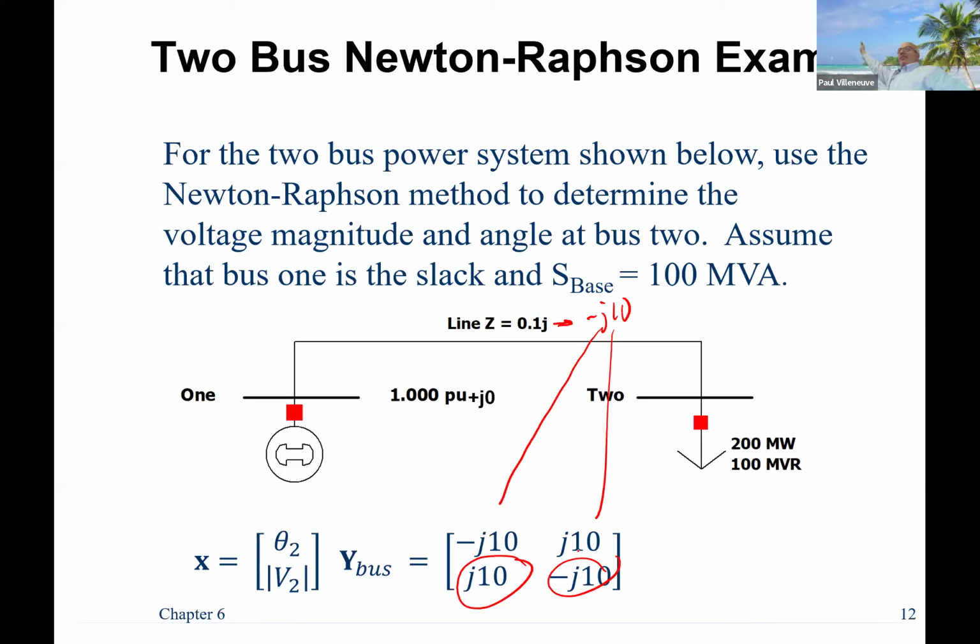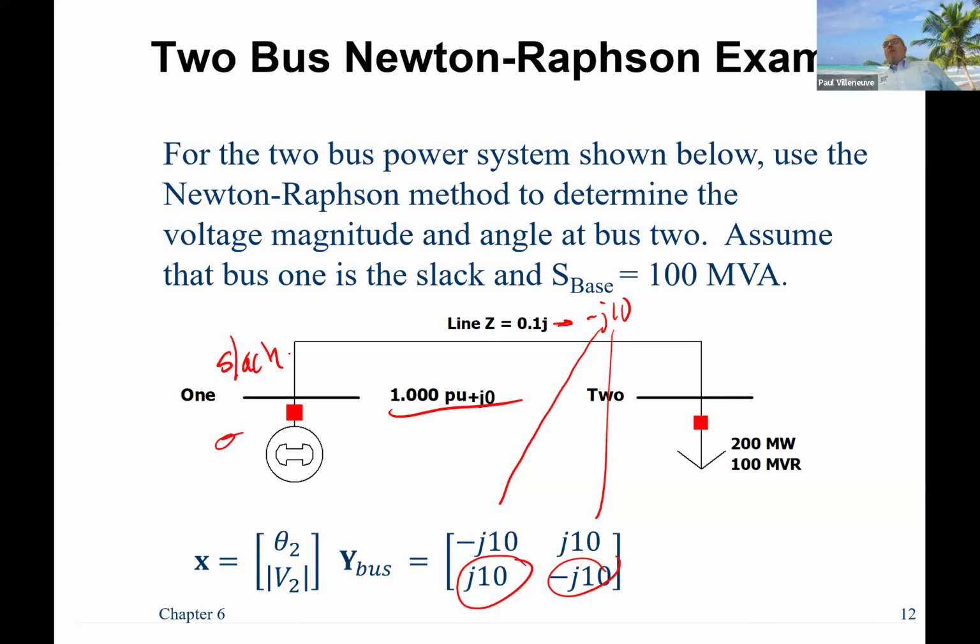Why is it a slack bus? Don't I know the magnitude and the angle of the voltage? One at an angle of 0. I don't know P and Q at the bus. Did I tell you how many megawatts and megavars are there? So how could it be a load bus? I don't know what the load is. How can it be a generator bus? I don't know what the P is. But I do know the magnitude and the angle, which means this is a slack bus.